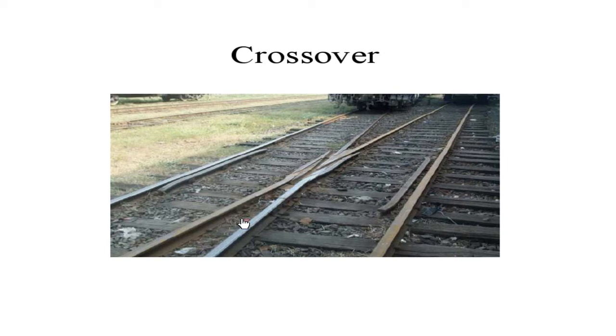So here if the railway track has to get diverted from one to another, then points or switches are essential, because if this is the main track, and if the coming train has to go to this track, then the points and switches arrangement should be there for the diversion. So here points or switches are required.